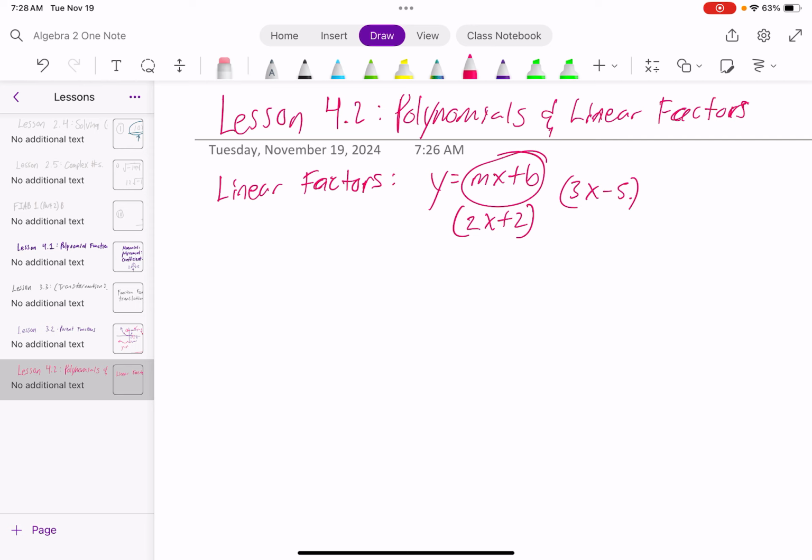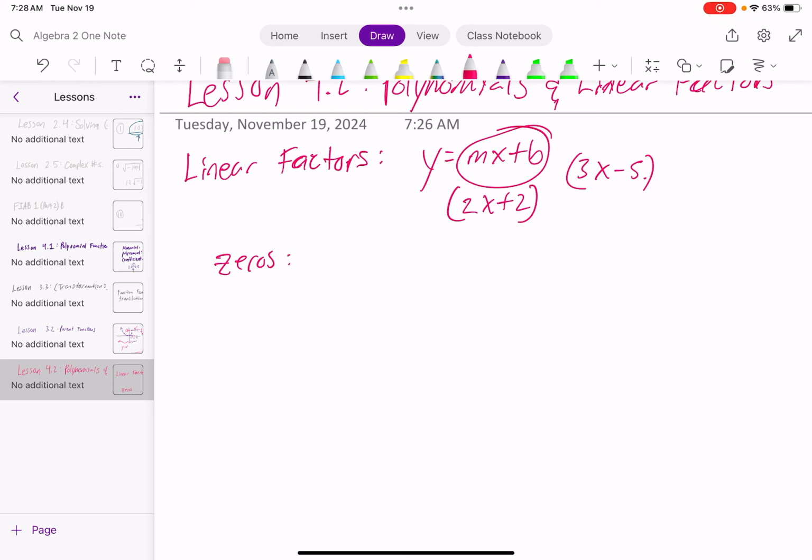Zeros are when your function f of x is 0, right? So wherever, let's say this was your graph, this would be a 0 here because the y value is 0 there. Let's say this was -2, so this would be -2 comma 0. As you can see, the y value is 0. All right.